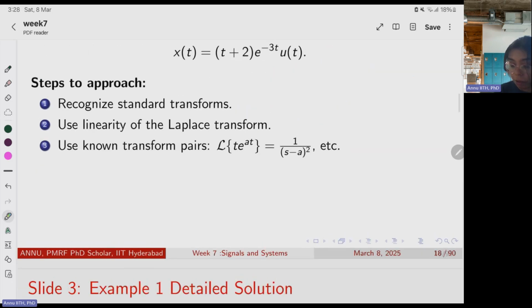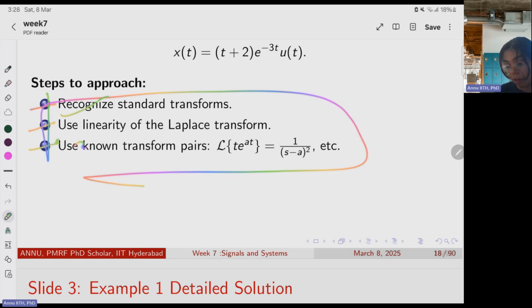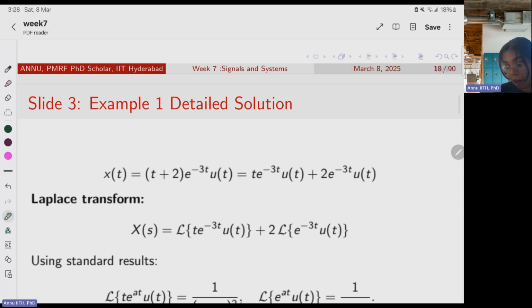So the first step is to recognize the standard transform. I will follow this path. Recognize the standard transform. Then use the linearity of the Laplace transform. Then third, use the known transform pairs, where L of t e to the power at is equal to 1 upon (s minus a) squared, etc. We cannot always follow the formula, so rather we'll follow the steps. Let us see how.